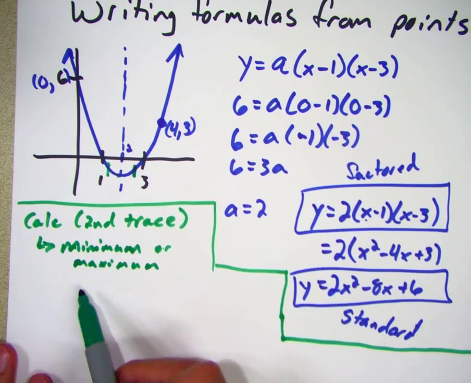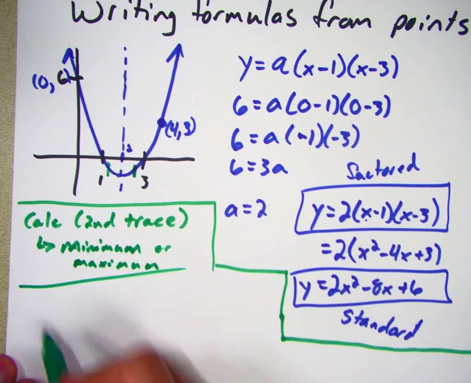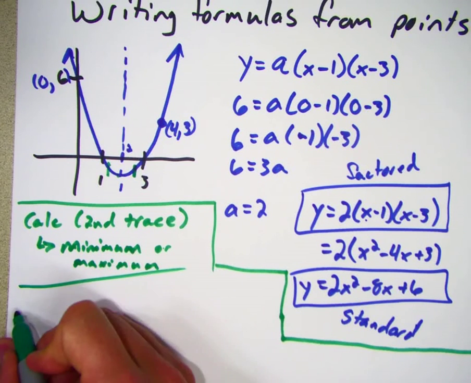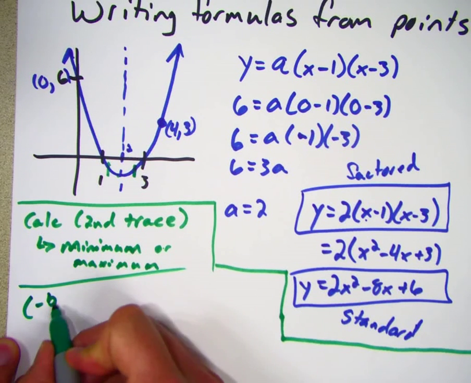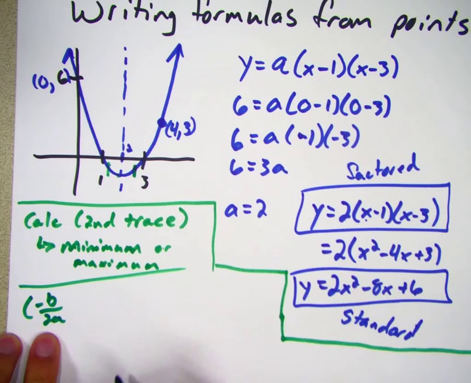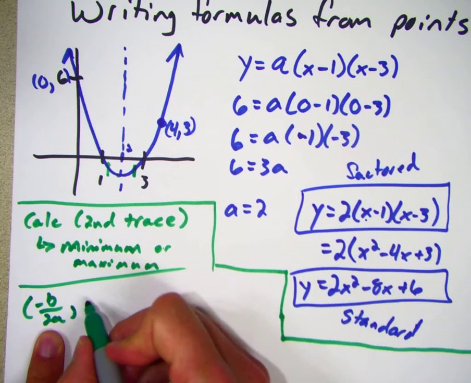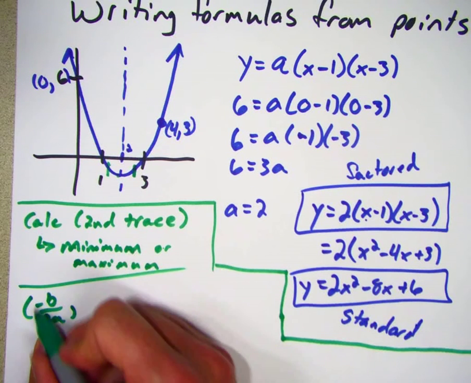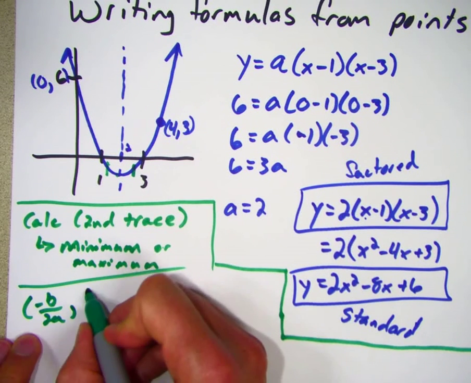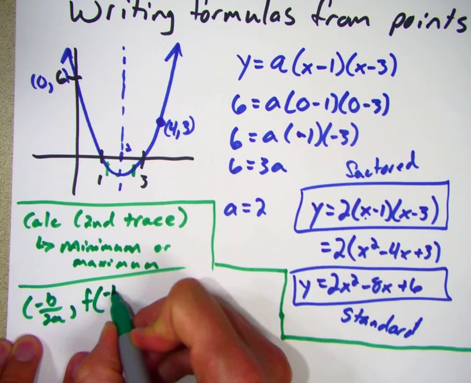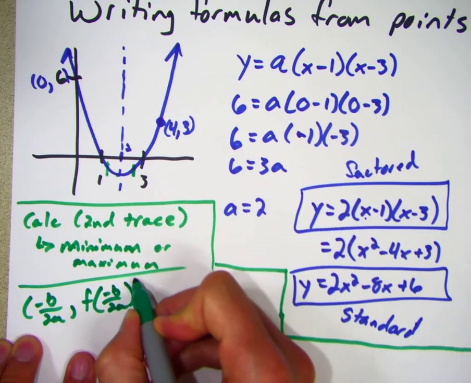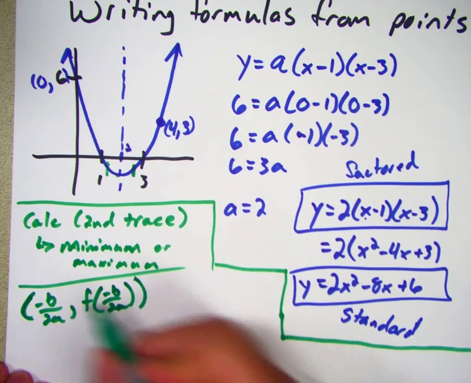Now, there's a way you can do it without a graphing calculator, and that is basically this idea. Negative b over 2a is your x-coordinate of your max or min value, what we call your vertex, and then whatever you get when you put this in as your input, so I'll write it this way, f of negative b over 2a, will be the y-coordinate.